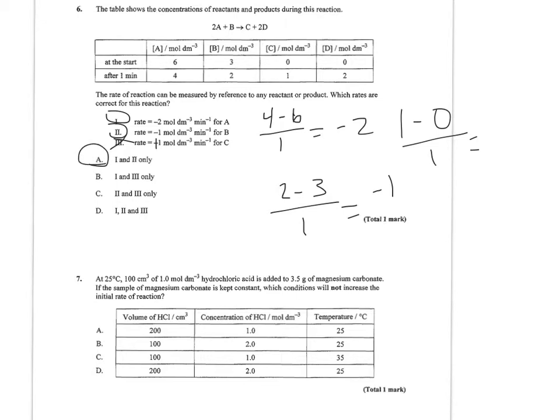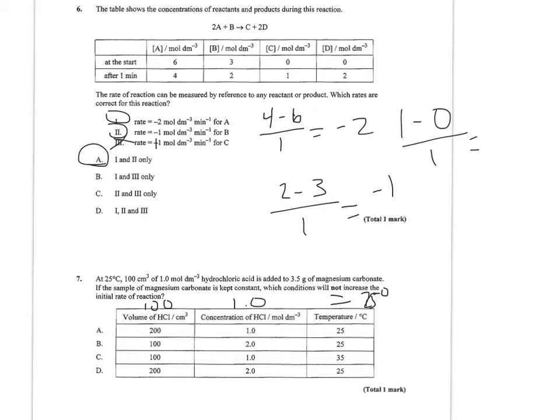Number 7 says at 25 degrees Celsius, 100 centimeters cubed of 1 molar hydrochloric acid is added to 3.5 grams of magnesium carbonate. If the sample of magnesium carbonate is kept constant, which conditions will not increase the initial rate? So remember, I had 100 centimeters cubed. I'm just going to write that up here. And it was at 1.0 molar, and it was at 25 degrees. So what conditions will not increase it?